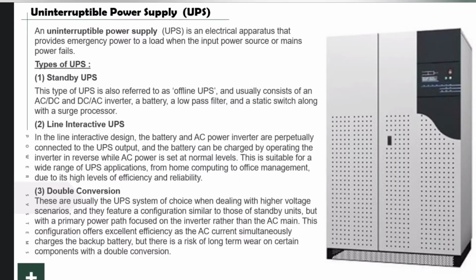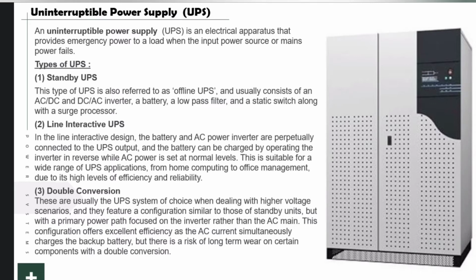In this lecture we will talk about the uninterruptible power supply, or UPS system. An uninterruptible power supply is an electrical apparatus that provides emergency power to a load when the input power source or main power fails. And there are three types of the UPS system.